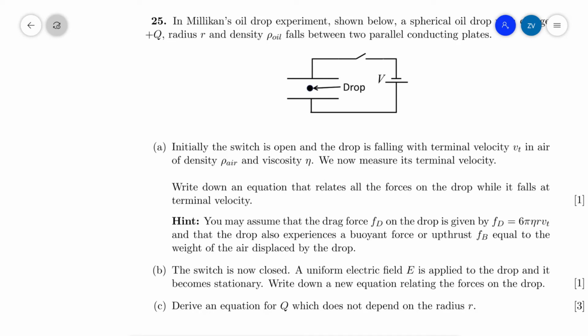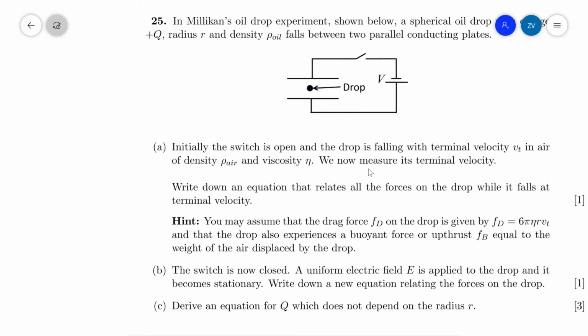Question 25, the last physics question of this paper. So in Millikan's oil drop experiment shown below, we have a spherical oil drop. We're given the charge, which is positive. It has a radius r and a density given by rho oil. So initially the switch is open, so this means that there's no electrical forces and the drop is falling with terminal velocity Vt. We're given the density of air and the viscosity, which is given by eta, which is this symbol over here.